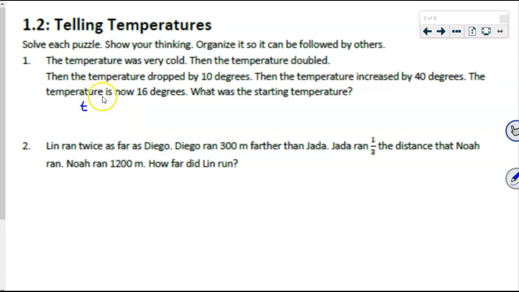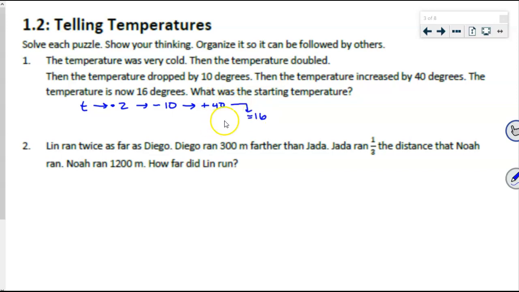What is happening to this temperature? Emery, go ahead. Yep, it's doubling first, multiplied by 2. And then what's happening to that temperature? I should see the other hands right now too. Even if you didn't build a flow map, you can follow along. Temperature is very cold, temperature doubled. Dean? Yep, it dropped 10 degrees, so we minus by 10. Good. And then what happens to the temperature after that, Charlie? We add 40. Temperature increased by 40 degrees. And all of those things make the temperature now be equal to 16 degrees.